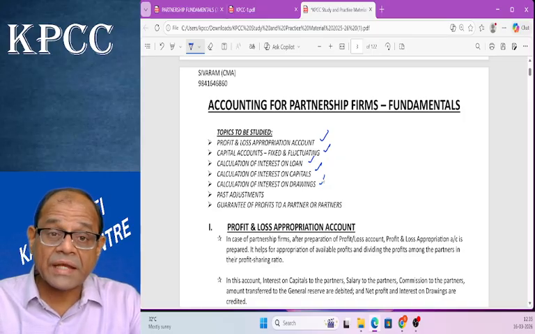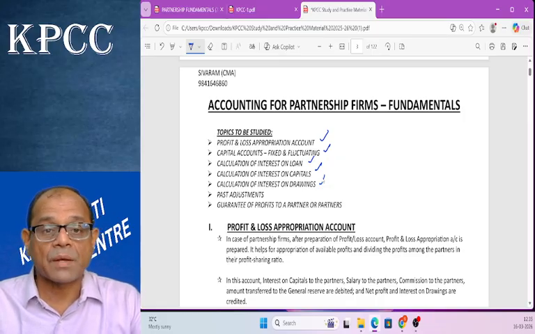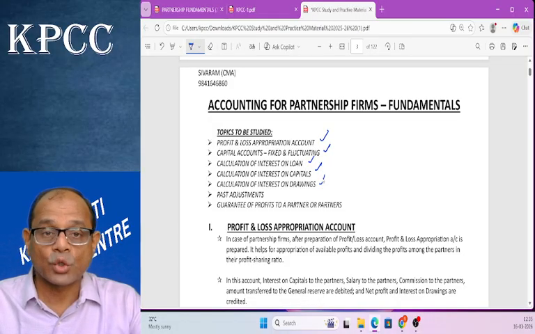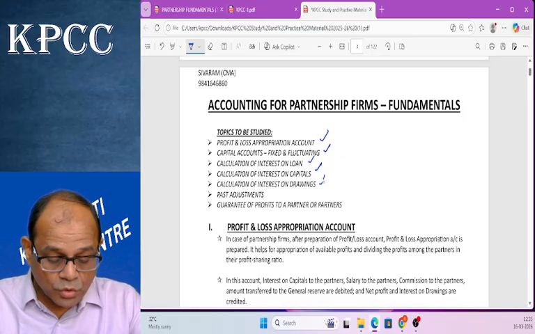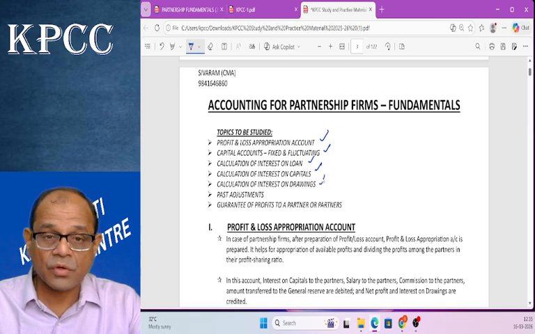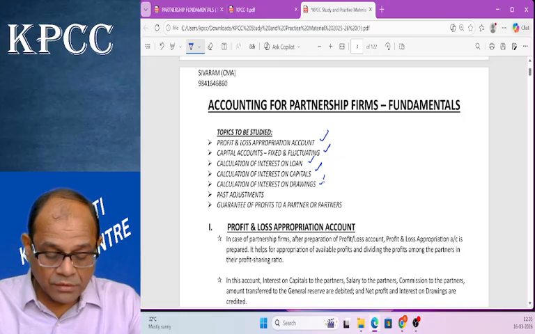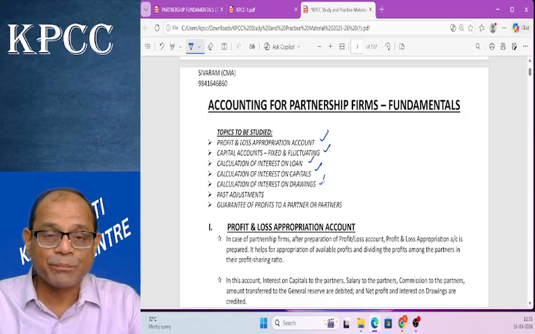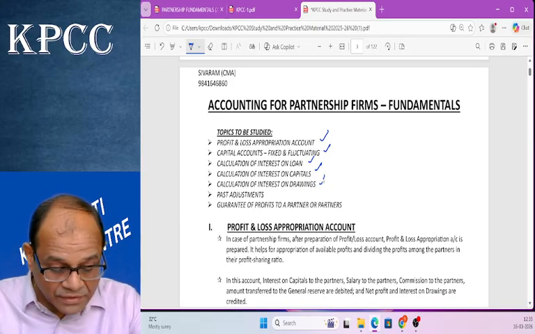Now, I even promised that we will have a few numerical sums. So what I will do, I will take up one or two sums of profit and loss appropriation account, then one or two sums on interest on drawings. Then past adjustments, merely theoretical explanation will not help, so one or two sums we will take. Through sums I will explain the concept, even guarantee of profits also.